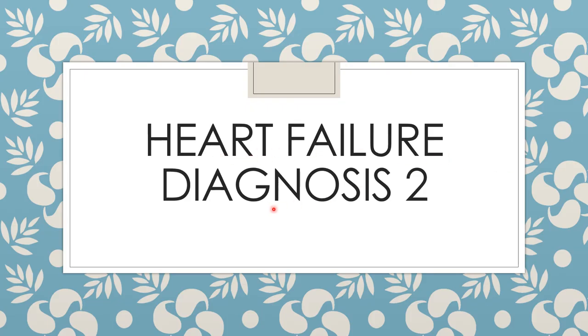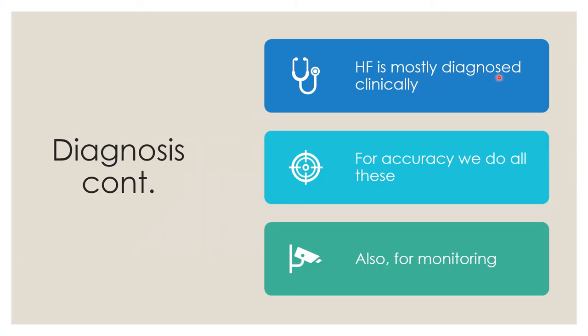Now, heart failure diagnosis, step 2. I'm done with step 1, all about BNP and NT-proBNP. Now, what do I have left that I could do in making an accurate diagnosis of heart failure? Let's go. Heart failure is mostly diagnosed clinically. For accuracy, we do all the following investigations, including BNP and NT-proBNP already discussed. Also, for monitoring, we do the following.